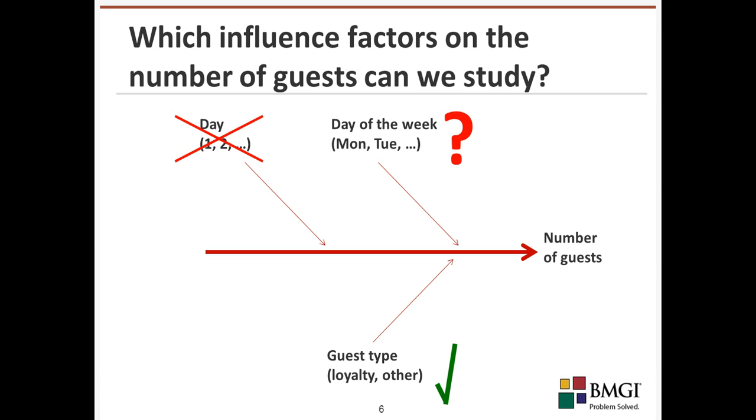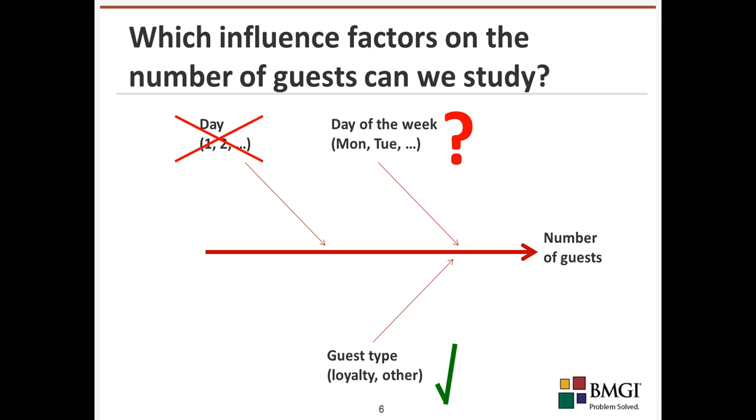Alright, welcome back. So what we did so far in studying the number of guests was looking at progressing time, so day 1, 2, 3 and so forth, and we didn't see anything like a trend, like more and more guests coming or something like that. We also saw that the guest type has an influence. We have more non-loyalty guests than loyalty guests.